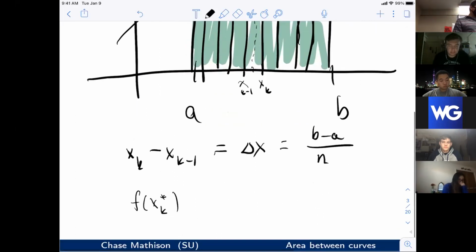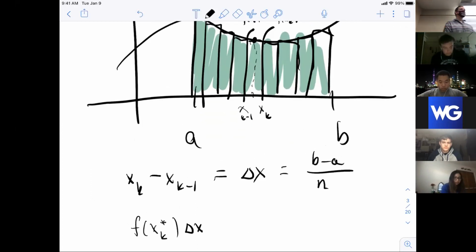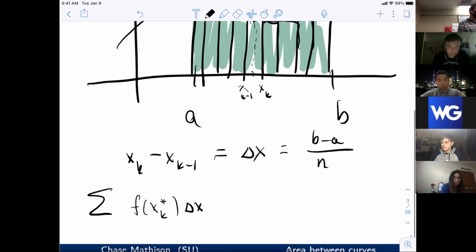So the area of this one general rectangle there in the middle is f of xk star, just the height of that rectangle, times delta x. That's the area of the general rectangle. And so then to find the approximate area, I take a sum, right? I take the sum k equals 1 to n.